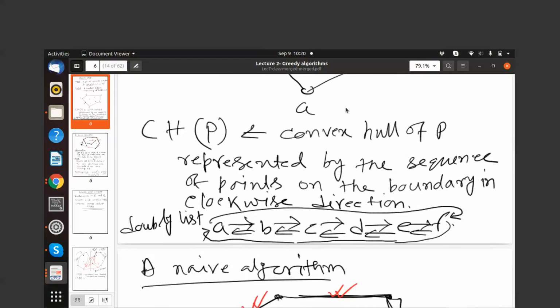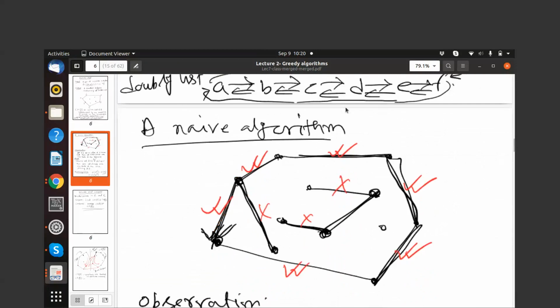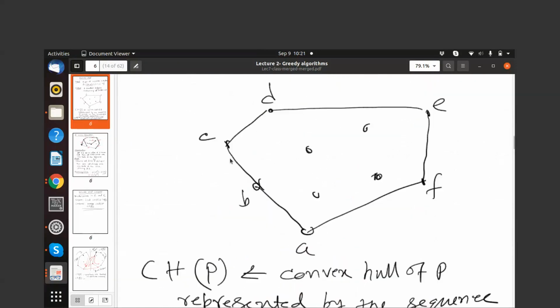And we did see one naive brute force algorithm. How do you decide whether AB is an edge of the convex hull or not? We just see that all the points are on the same side of this edge segment AB. And this you can do for all segments connecting a pair of points, checking that all the other points are on the same side of the line segment. And how do we check that? By taking the cross product.